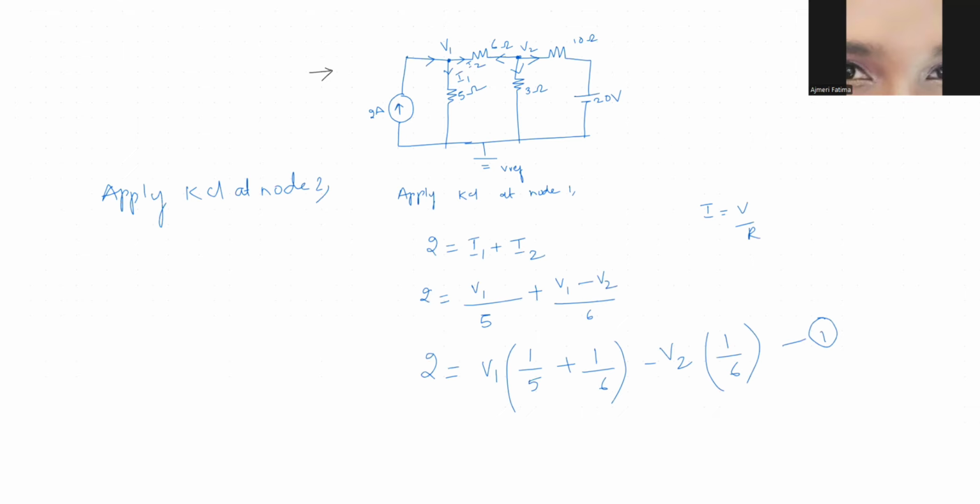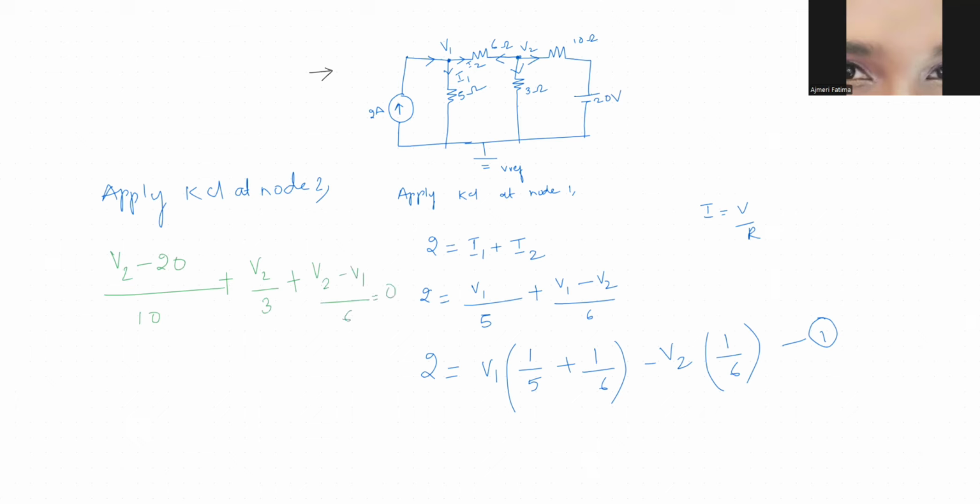So let me quickly apply. V2 is going towards 20. So I will write V2 minus 20 divided by, what is the resistance in between V2 and 20? It is 10. Plus V2 by 3, plus V2 minus V1 by 6, is equal to 0.